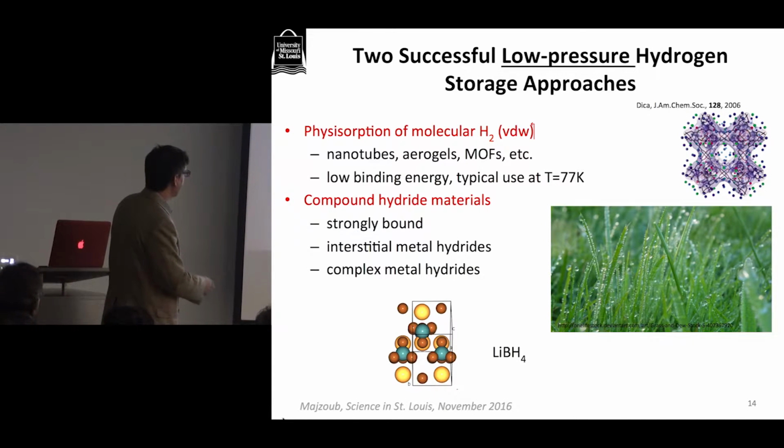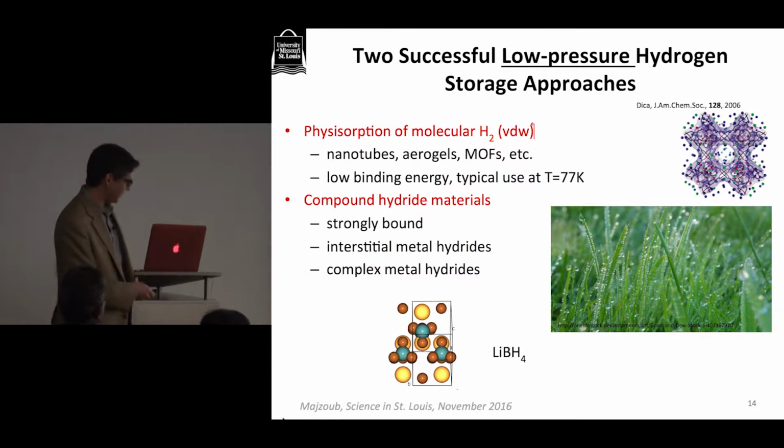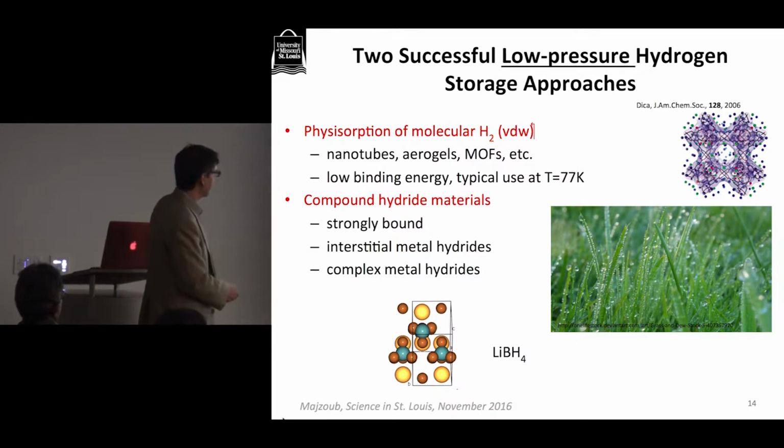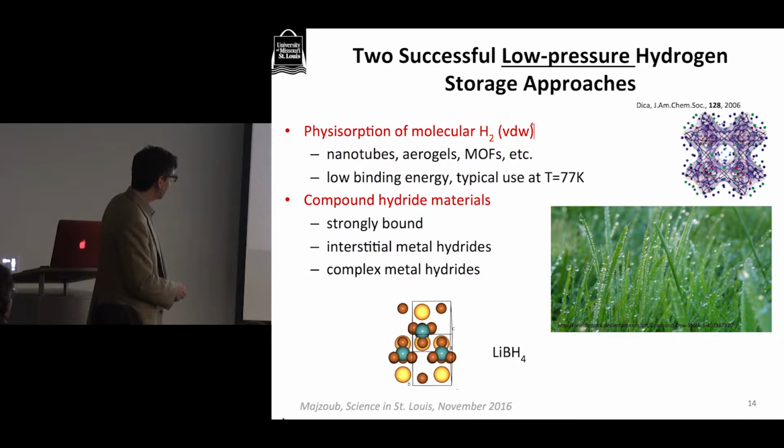And then the area that I'll tell you more about tonight are compound hydrides. These are things like the magnesium hydride that I mentioned earlier, and also other compounds. This is a picture of a crystal structure of lithium borohydride, where these yellow atoms are lithium, then we have boron atoms in green, and hydrogen atoms in this brownish color.